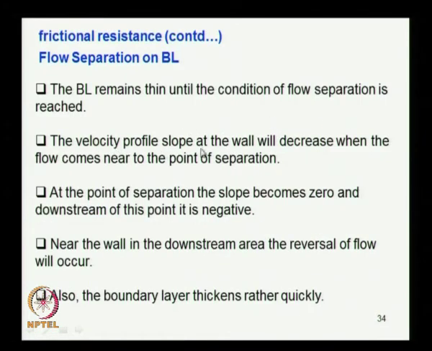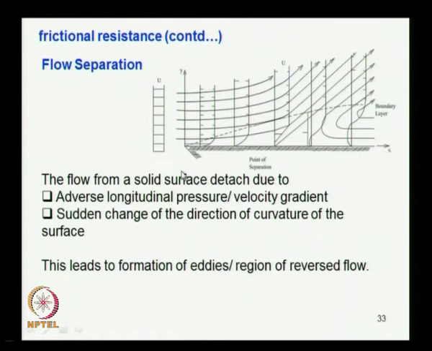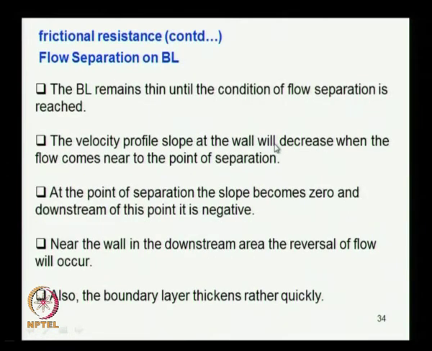The velocity profile slope at the wall will decrease when the flow comes nearer to the point of separation. That also we have seen, the velocity gradient here is more, here it is reducing, and here it has become 0. So it keeps reducing towards the point, and then it changes to a negative velocity gradient. So that is what is said, at this point it has become negative when the flow separates.